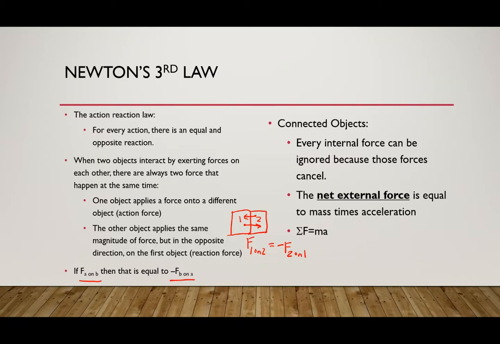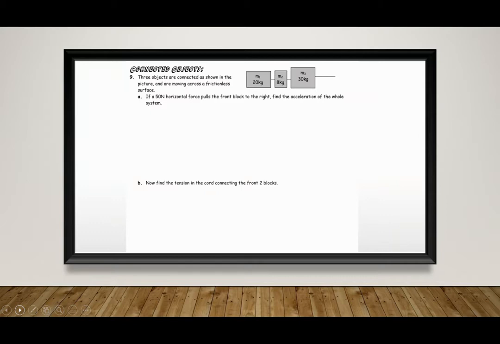So how does this apply to connected objects? Because that's the next thing that we're going to go into is this idea of connected objects. And we're going to look at 2 or 3 different problems on connected objects. Every internal force can be ignored because the forces are going to cancel. But the net external force for the overall system is equal to the mass times the acceleration. Okay, so we're going to take a look at some applications of Newton's third law.